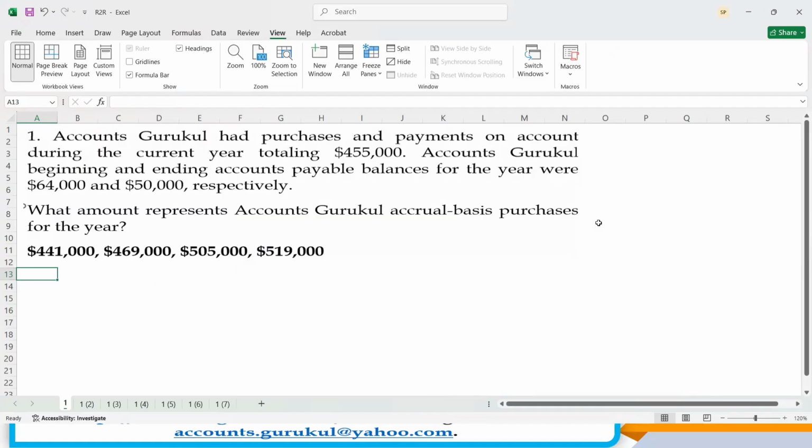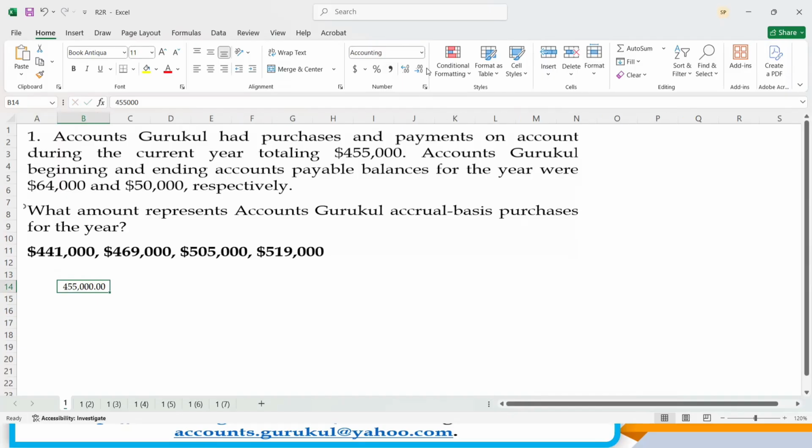What amount represents Accounts Gurukul's accrual basis purchases for the year? We know what is meant by the accrual concept of accounting. So as per that, Accounts Gurukul had purchases and payments on account during the current year totaling 455,000. So we are considering this 455,000 as the total payment Accounts Gurukul made during the year.